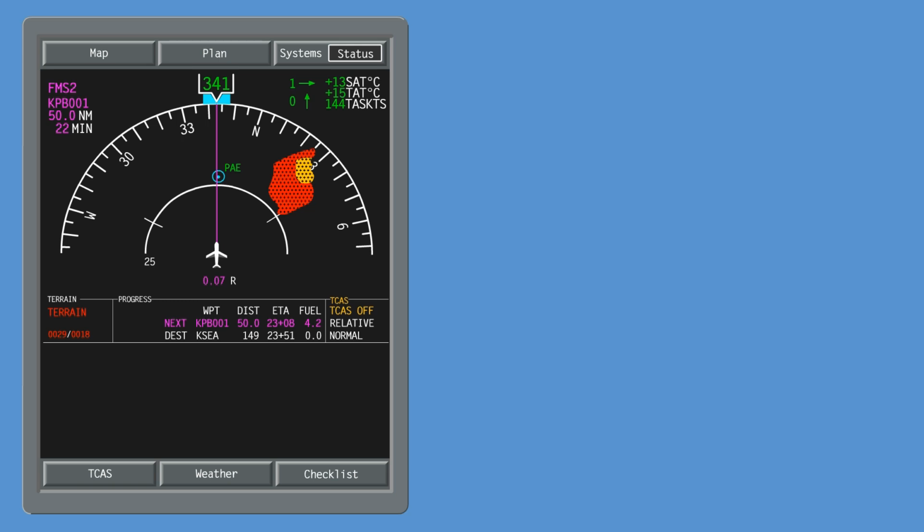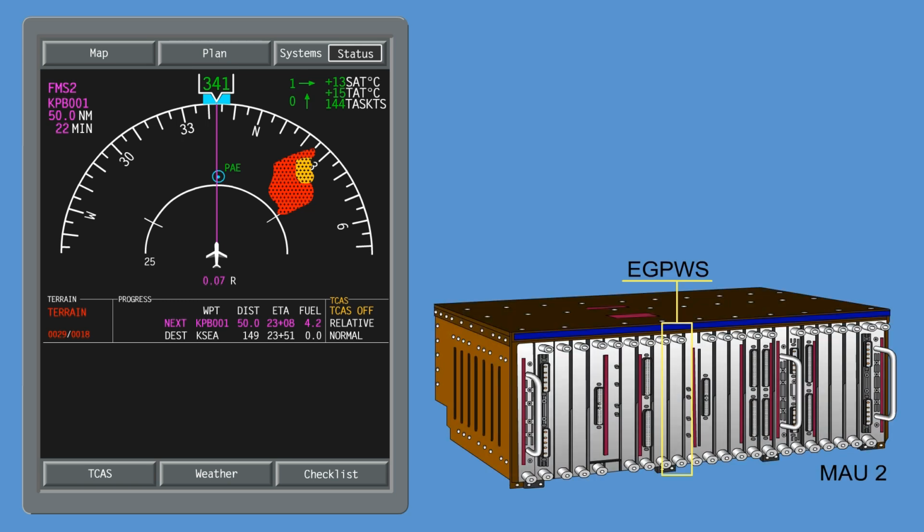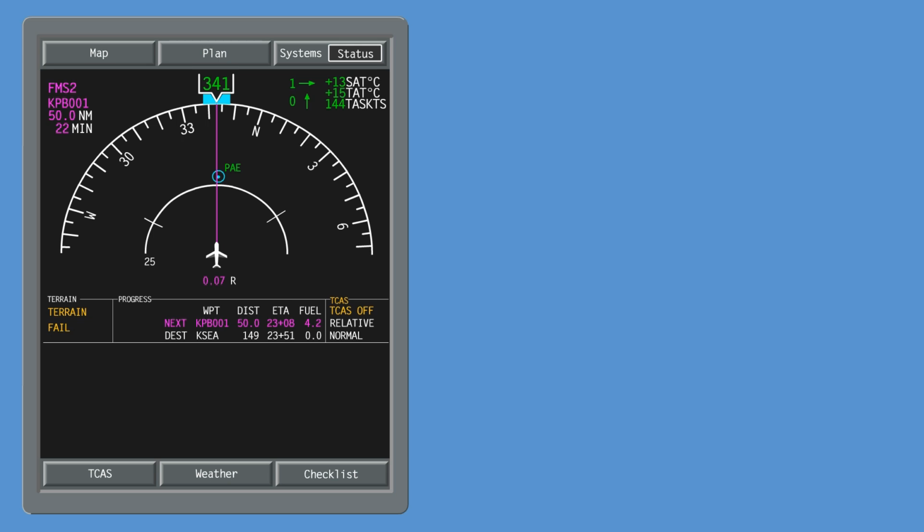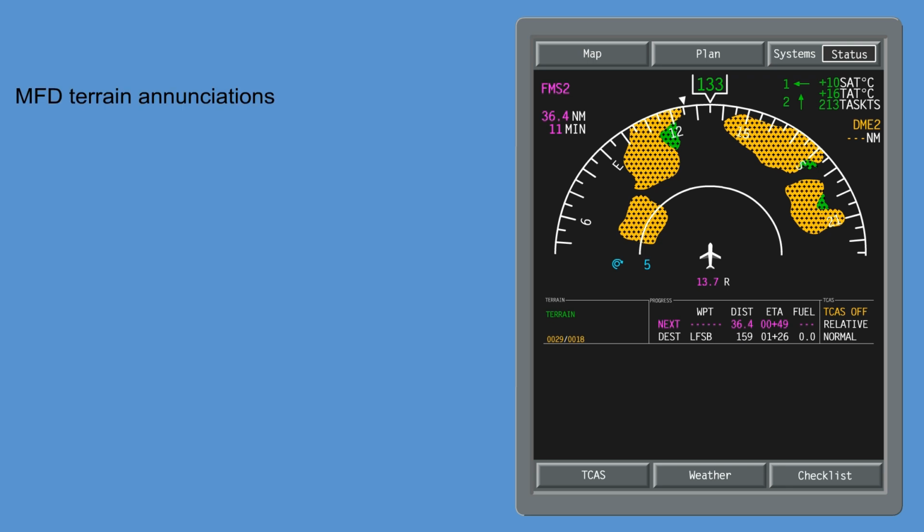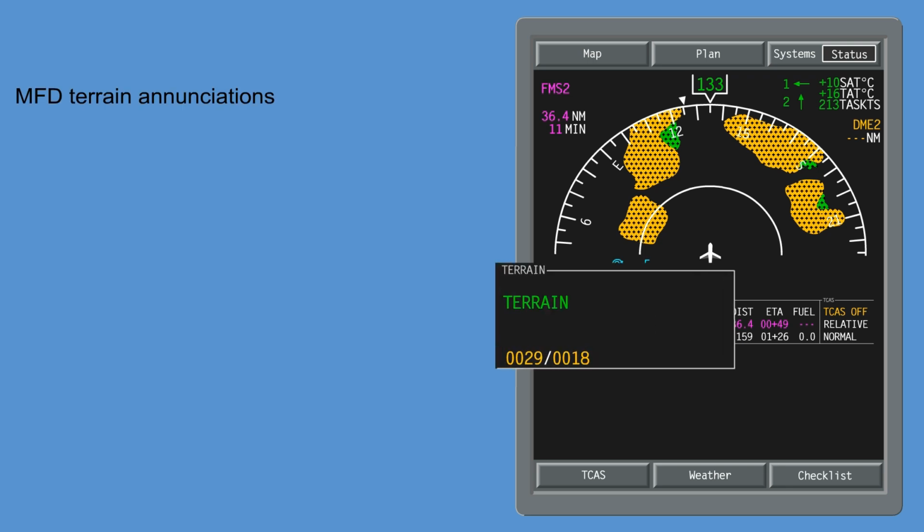In the event of a failure, the EGPWS will generate a message to alert the flight crew. The system uses a dedicated terrain display bus from the EGPWS to present terrain data. If the terrain picture bus has failed, the entire terrain picture is cleared and an amber terrain annunciation is presented. The MFD terrain annunciation is as follows.